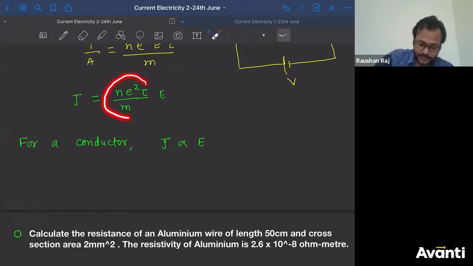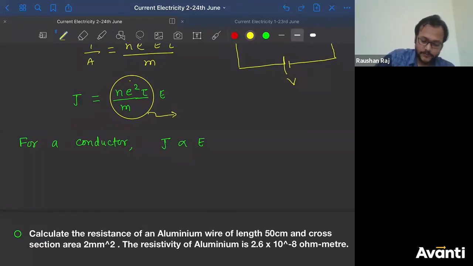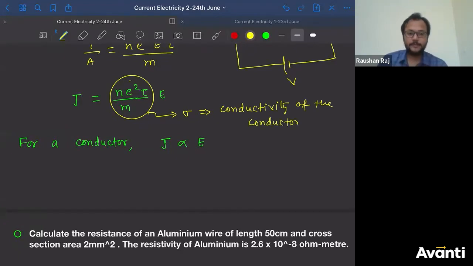So we define this term. Let me make a gola here. ठीक है? We define this term as sigma. इसको क्या बोला हमने? Sigma. What is this sigma? This is not stress. ये stress नहीं है. This is not surface tension. This is called as the conductivity of the material. क्या बोलते हैं इसको? Conductivity of the conductor or the material. ठीक है? So can I say this depends on the material?